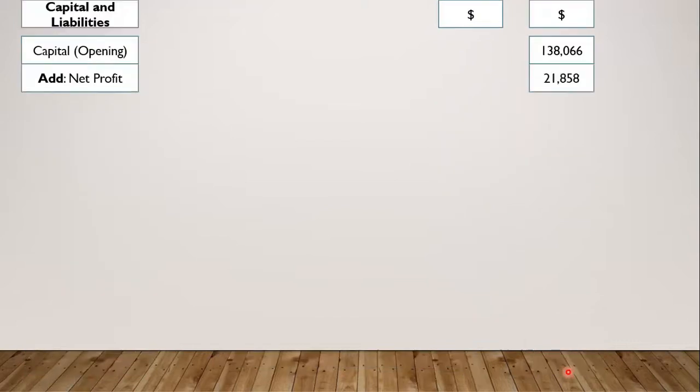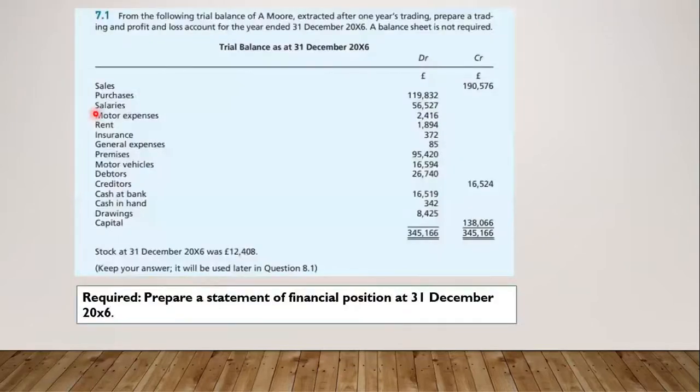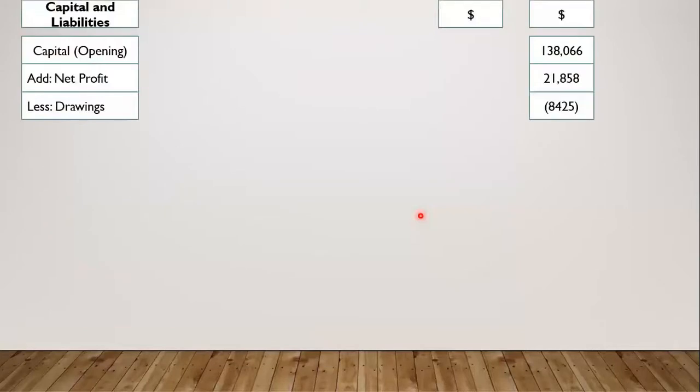So adding the profit, the next step is I will have to minus the drawings. I'll go back to my trial balance and see where my drawings are. These are my drawings, 8,425. Always look for drawings here as well. Sometimes they give additional drawings here, and we have to add them. Since there is nothing here, I'll just copy this number and paste it in my answer sheet.